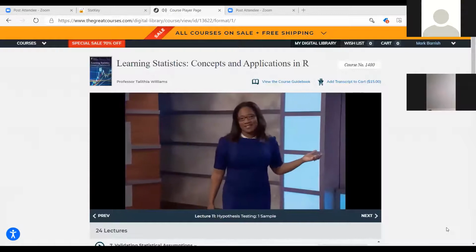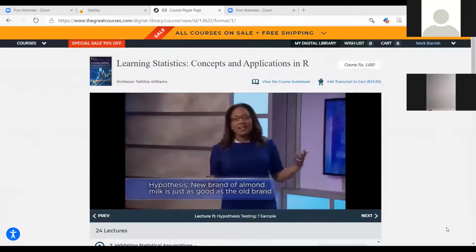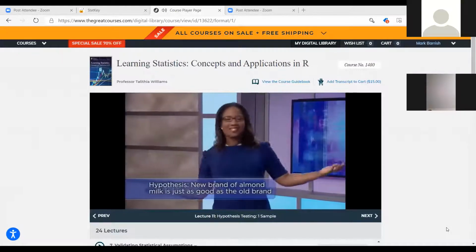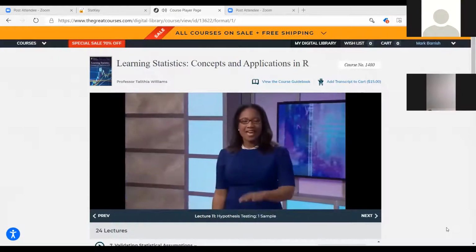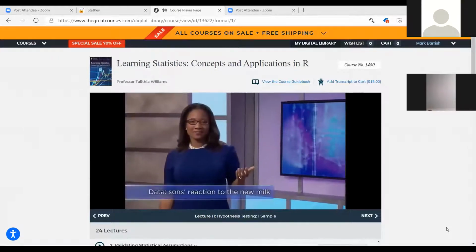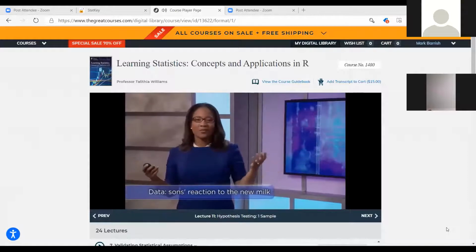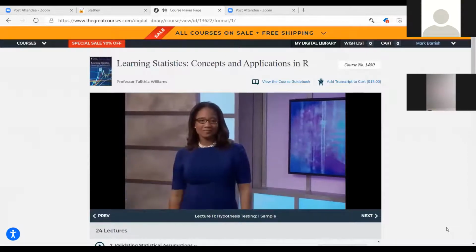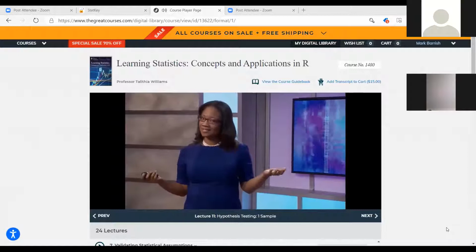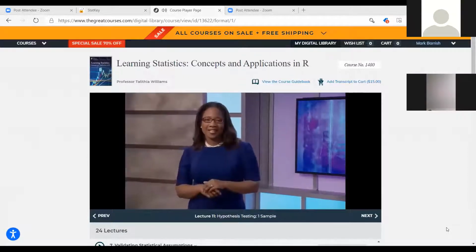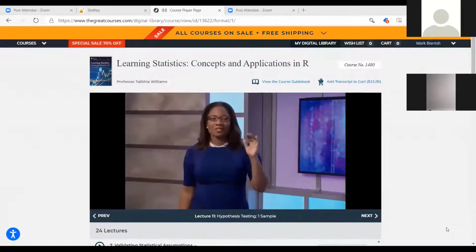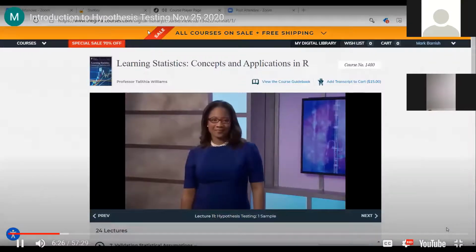So what was my hypothesis? Right? It was that this brand new almond milk is just as good as the old brand. And what do you think my sample data was? Well, that was my 3 sons' reaction to this new milk. And did my data support the hypothesis? Absolutely not. In fact, my data flat out rejected my hypothesis.